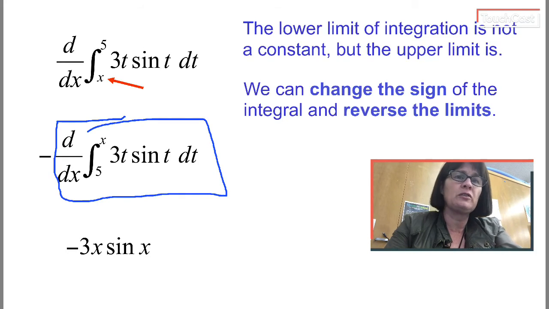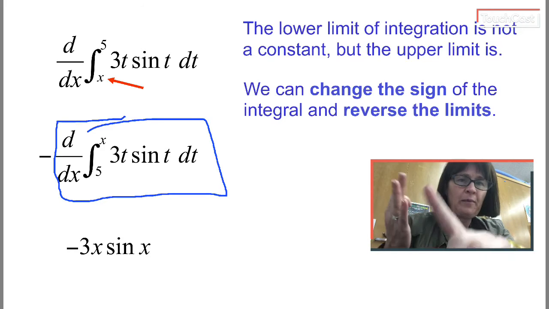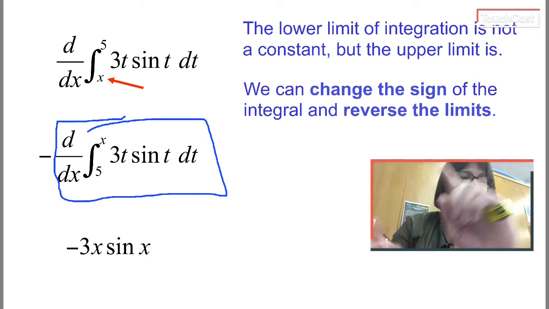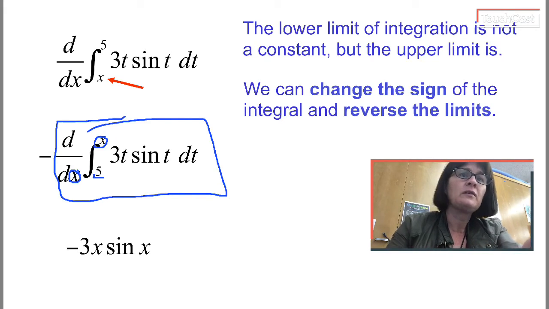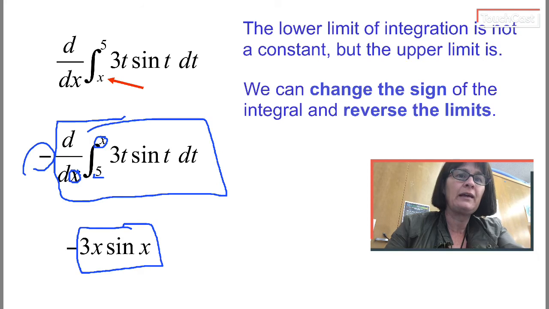The derivative of this integral, well, now all three of my requirements line up. I'm taking the derivative of the integral. This x matches this x. My lower limit is a constant. So the derivative of that integral is going to give 3x sine x, and this negative is just going to change the sign of my answer.